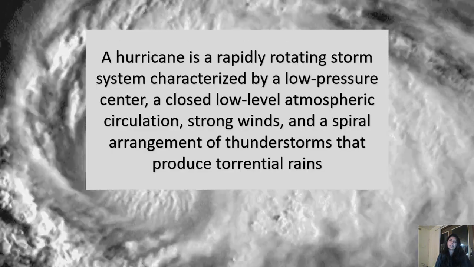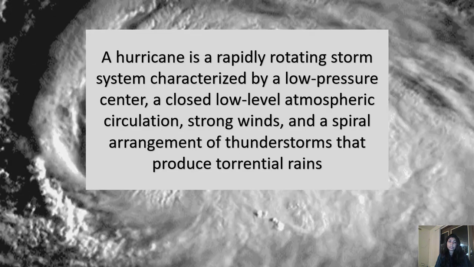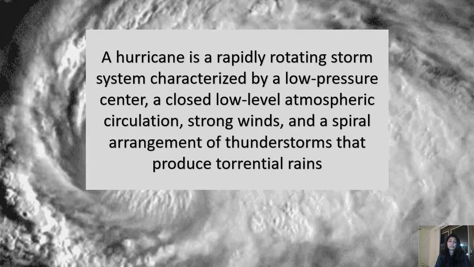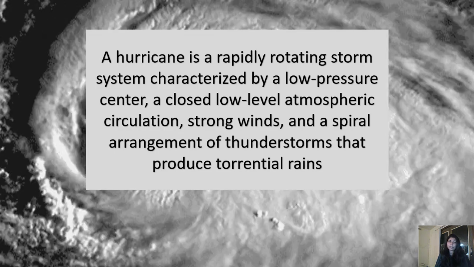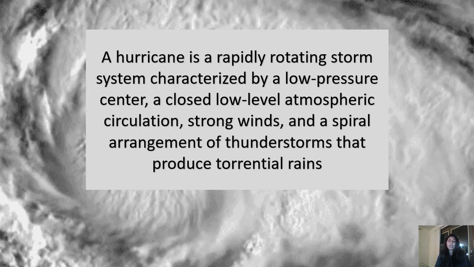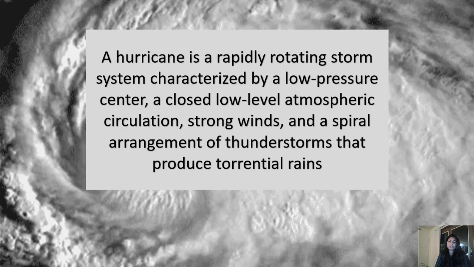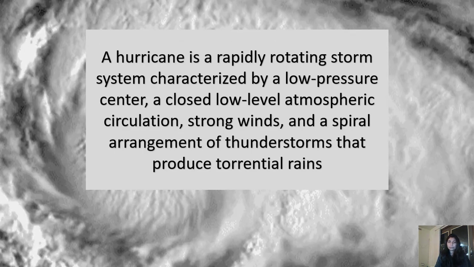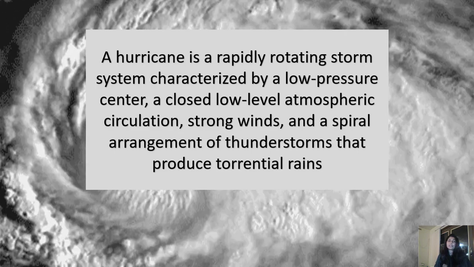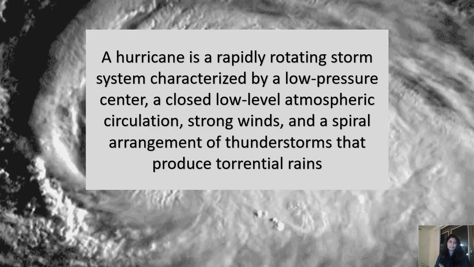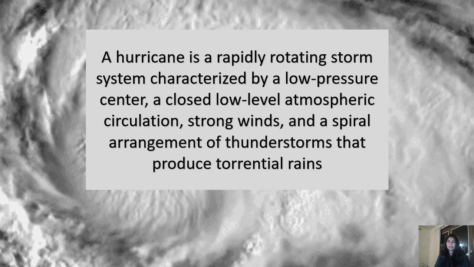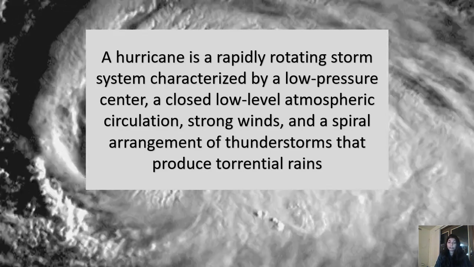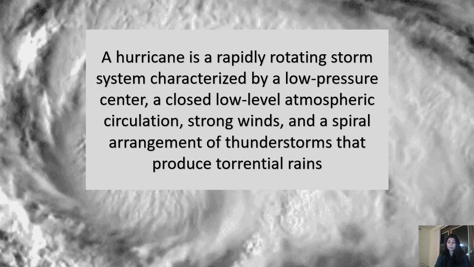A hurricane is a rapidly rotating storm system characterized by a low pressure center, a closed low-level atmospheric circulation, strong winds, and a spiral arrangement of thunderstorms that produce torrential rains. So it is actually a rotating storm system. If we just simply say what is a hurricane, it's a rapidly rotating storm system, as you can see in the background.